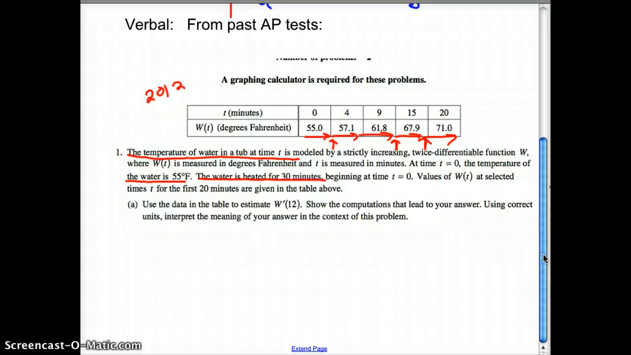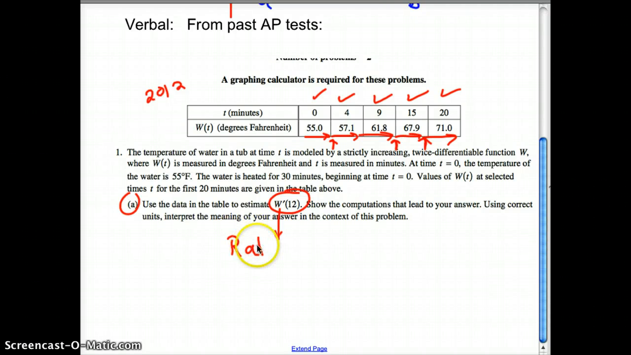And they give the table of where they've taken the temperature at different intervals along the heating period. Part A simply says use the data in the table to estimate, and you really need to know what this is asking you. This represents the derivative, which is the slope of the tangent line, but in the real world what that means is the rate of change.